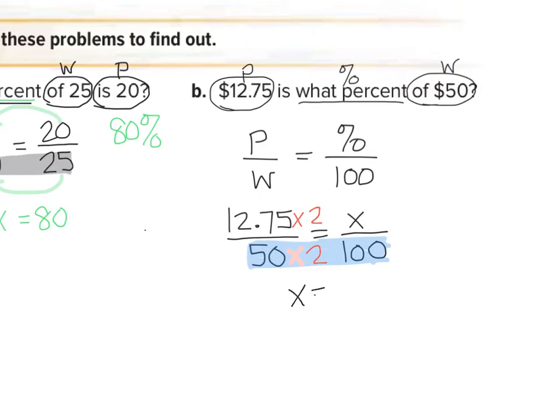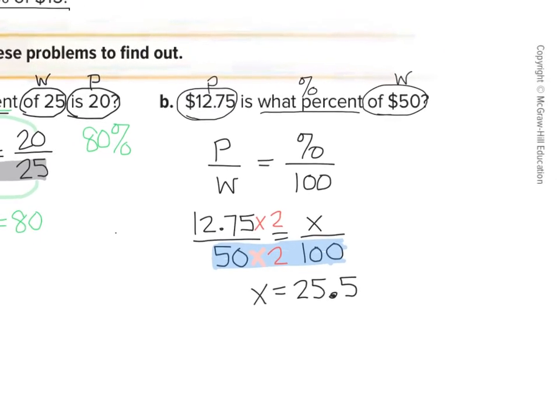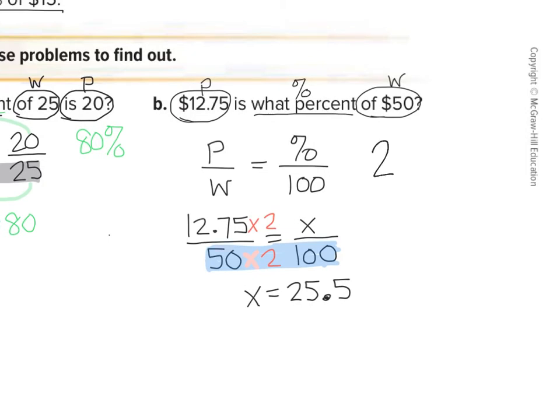So 12.75 times 2 would be 25.5. And we were finding a percent again. So you want to add a percent sign to your answer. And so $12.75 would be 25.5% of $50.